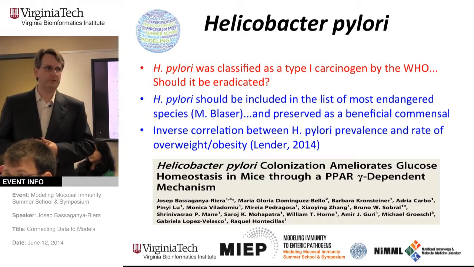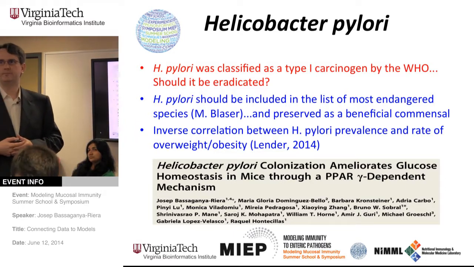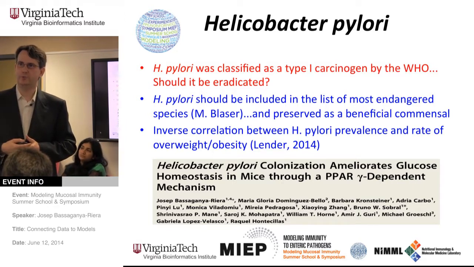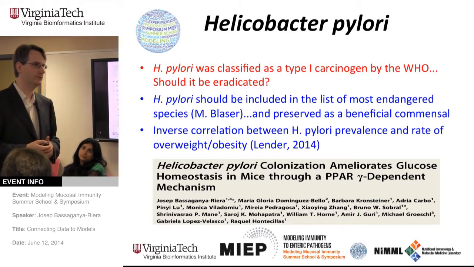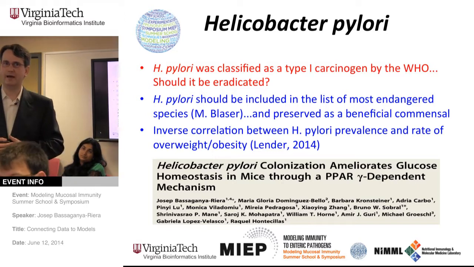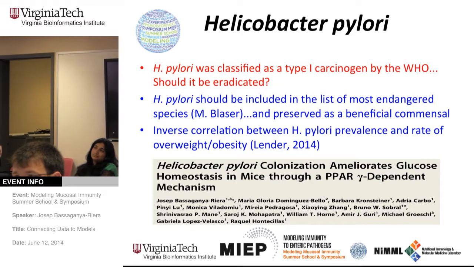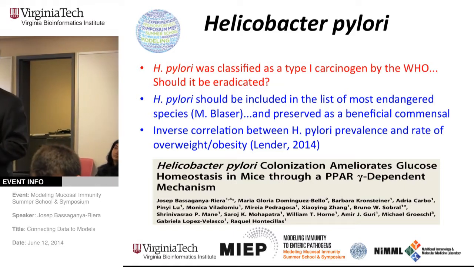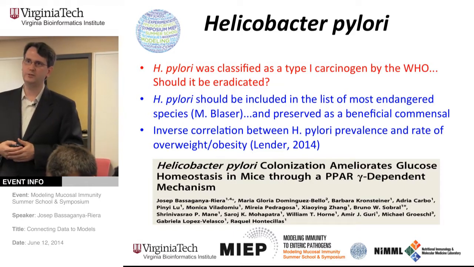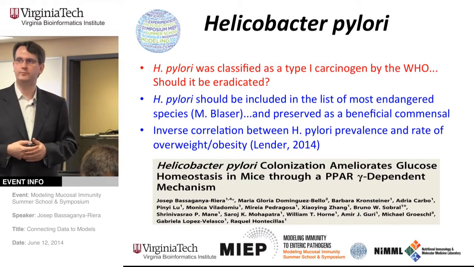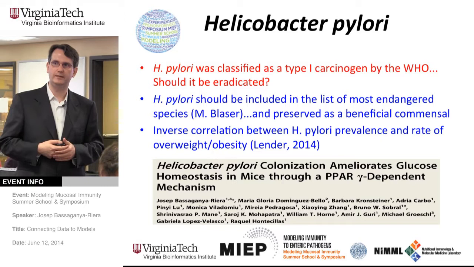Now, Martin Blaser at New York University has defined H. pylori as one of the most endangered species on our planet. And he has made the point that perhaps when we realize that H. pylori is needed, it might be too late. And the rationale for this is that there's an inverse correlation between H. pylori prevalence and the rate of overweight and obesity.